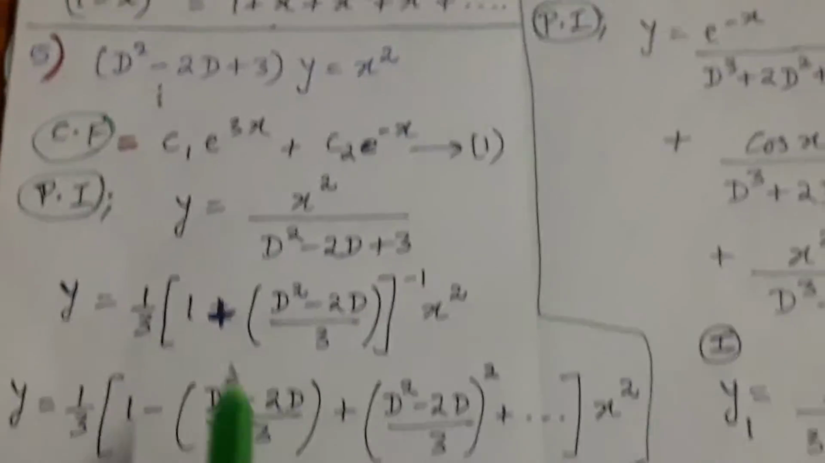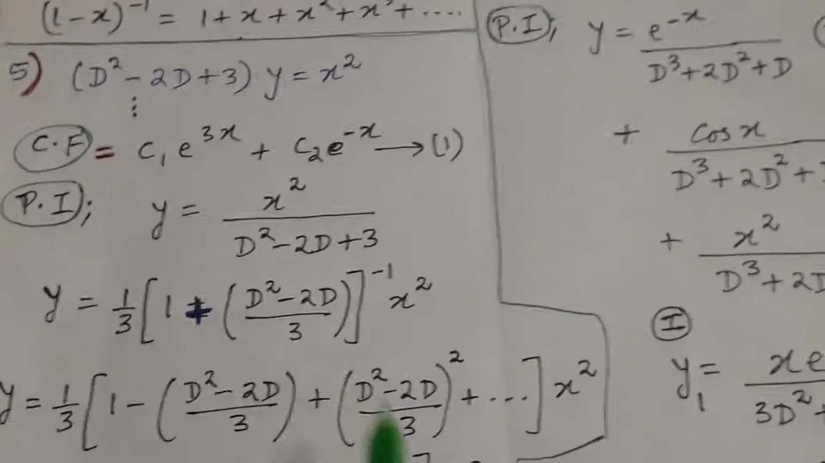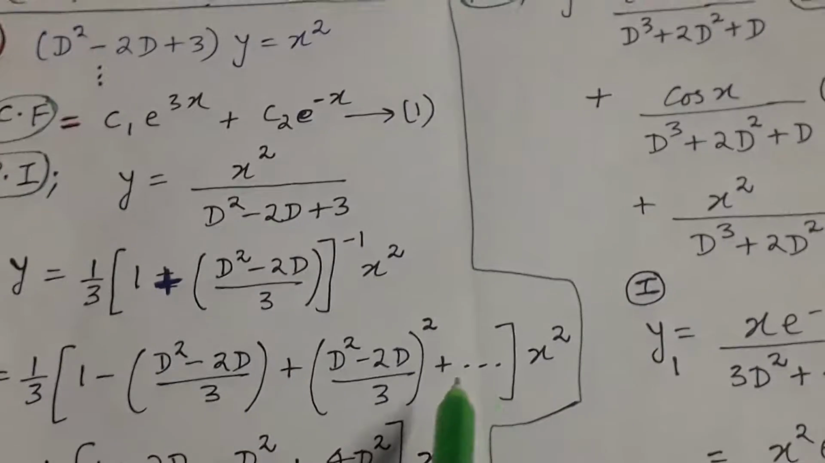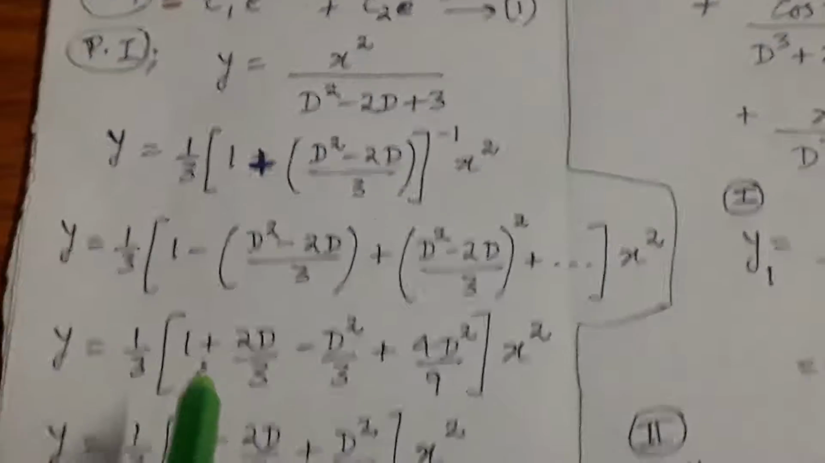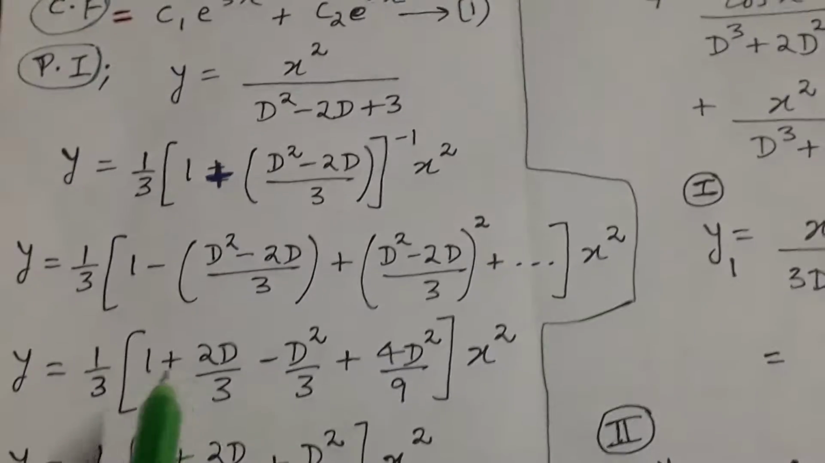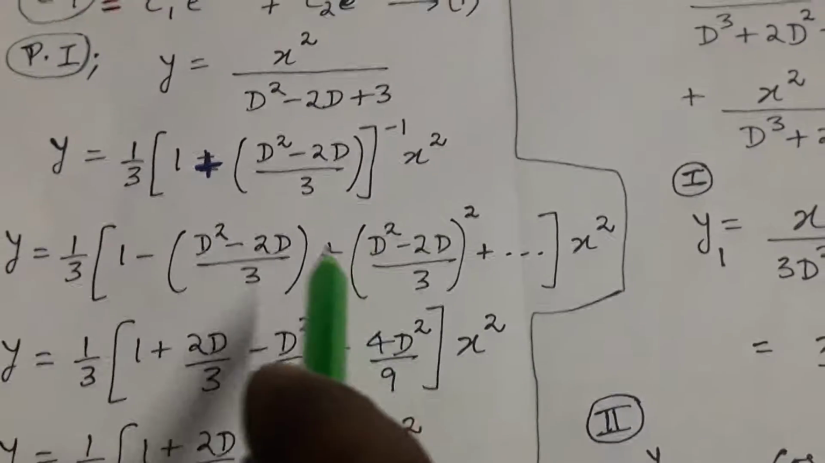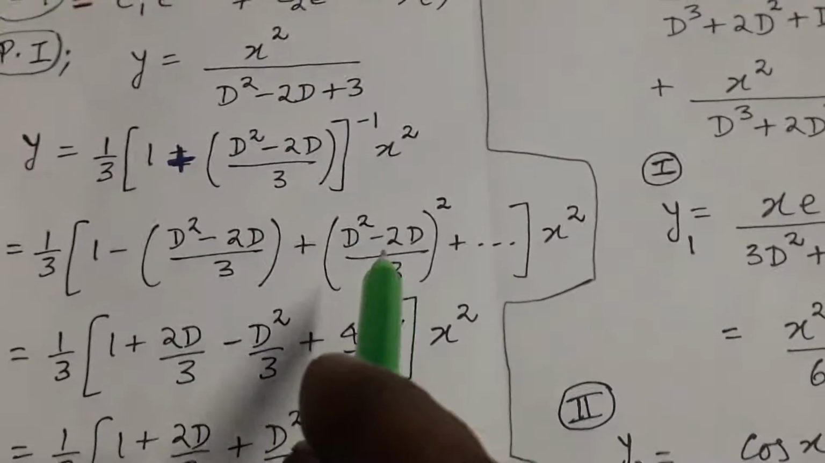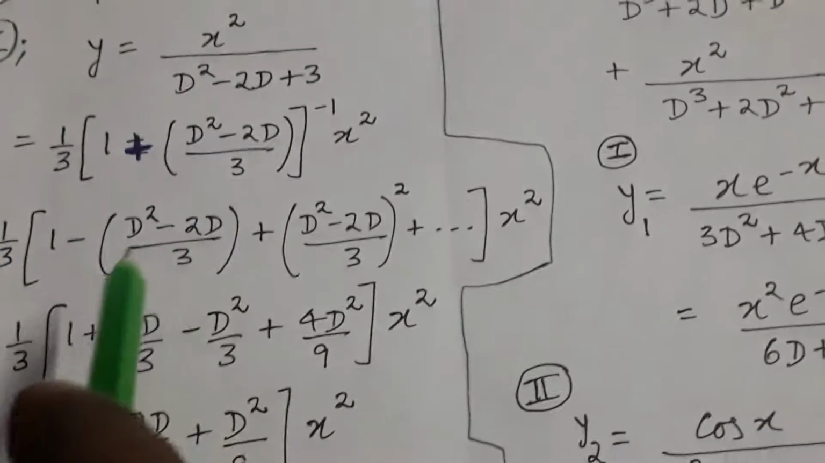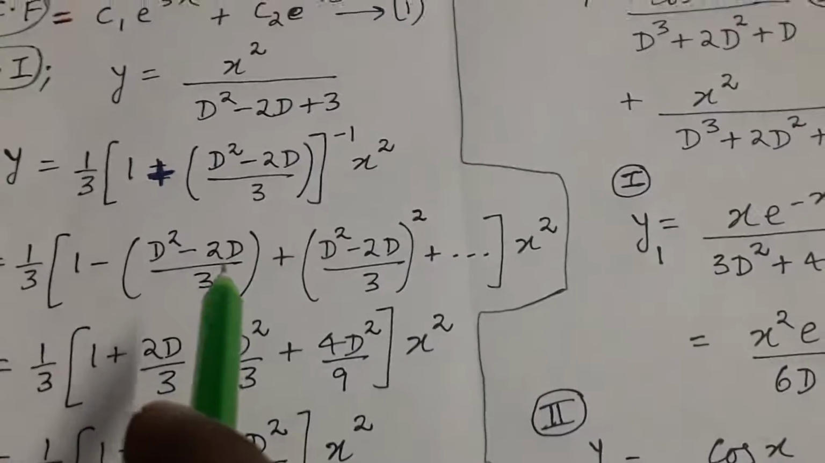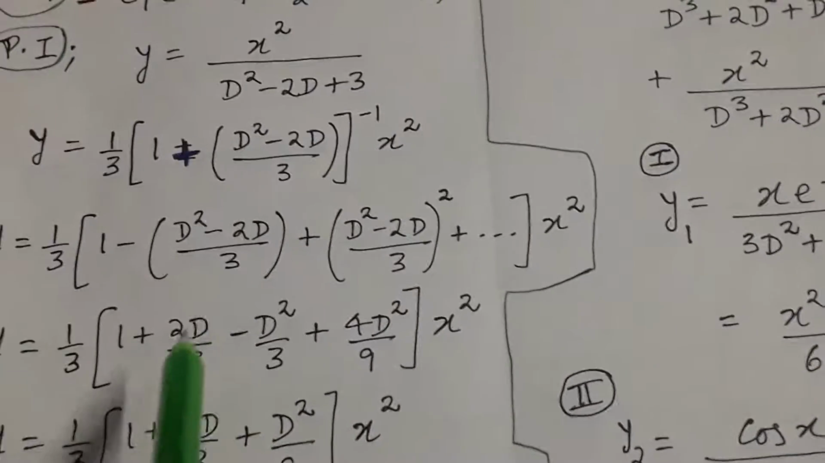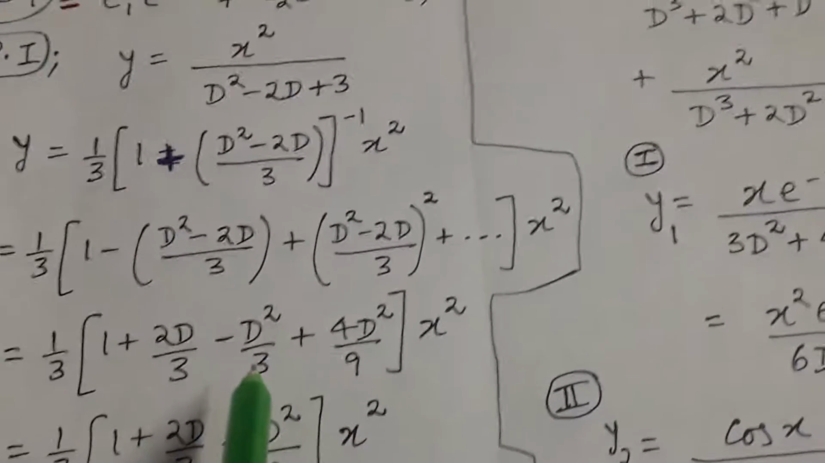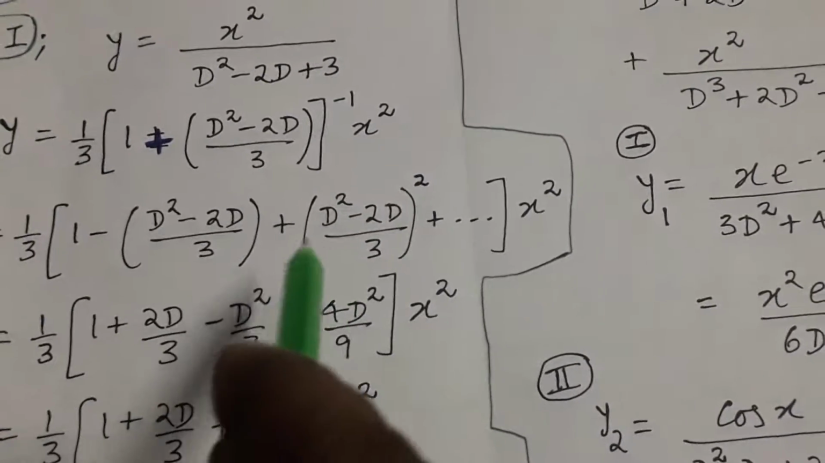Understood? Then after that, expand it: 1 minus x plus x squared and so on, and then this is x square. Here I have to write the function only with D and D square and omit other terms, since the highest power is D square. So this will be minus of minus 2D by 3 minus D square by 3, plus D square.